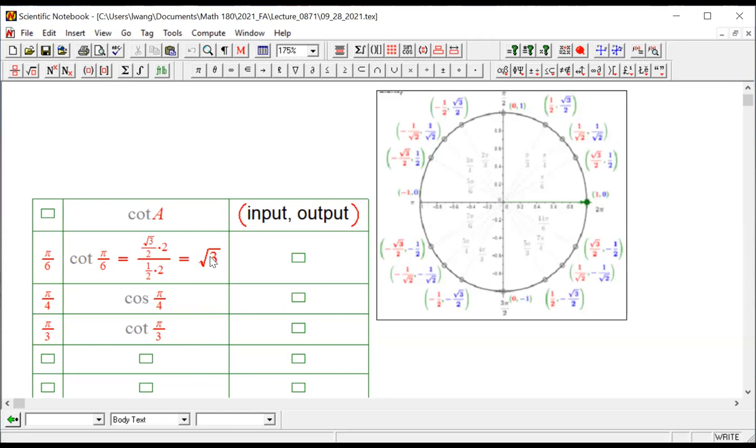Okay. Some of you may get this done very quickly. Some of you may need a little more time. So that's how we're trying to take care of everybody. So go for it. Okay. So now we got a point. The input is pi over 6. The cotangent ratio is √3.